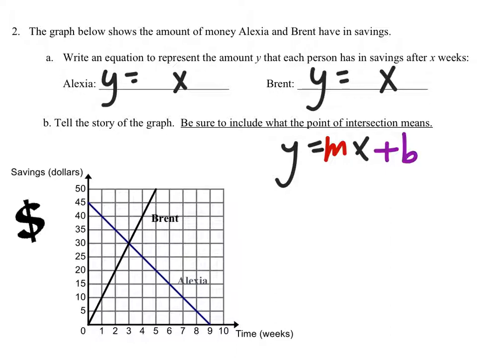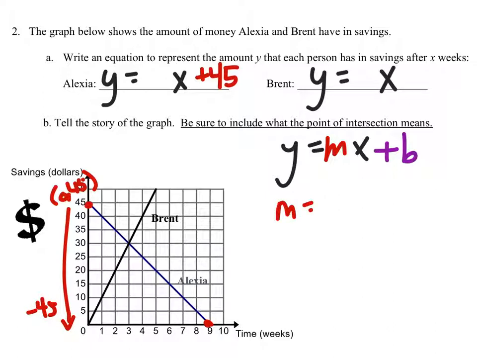For Alexia, we see that she starts at 45, so hers will be plus 45 right here. We just need to figure out the slope of Alexia. I can use that point and this point right here. We can see that it goes down 45 and then to the right 9. So I got down 45 to the right 9, which simplifies on a calculator to negative 5. So her slope is negative 5.